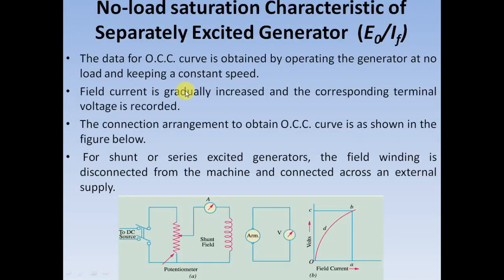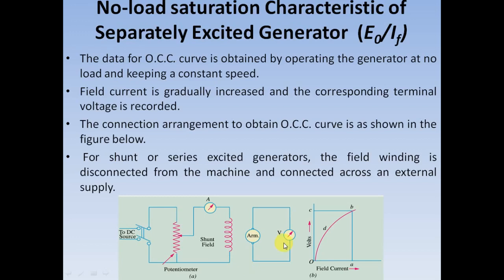First we are going to study about the OCC of a separately excited DC generator. The data for OCC characteristics is obtained by operating the generator at no load and keeping it at a constant speed. The circuit arrangement to plot the OCC is indicated here. From the diagram it's very clear that it's a separately excited DC generator.